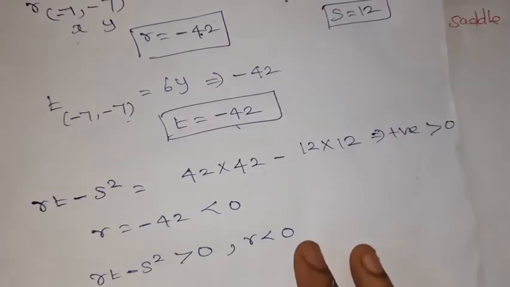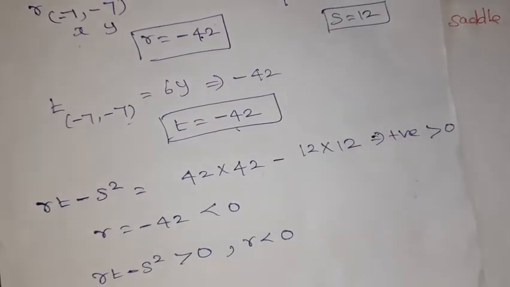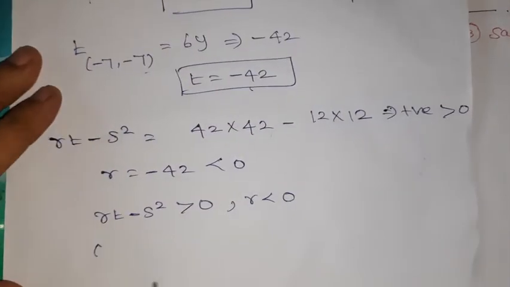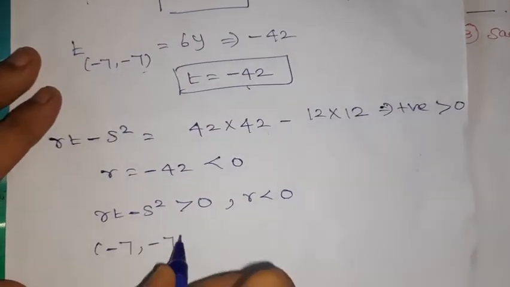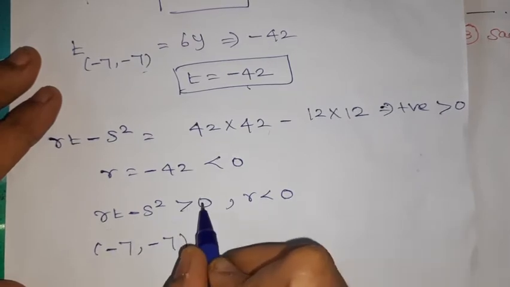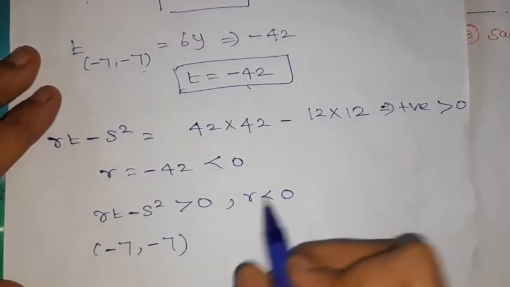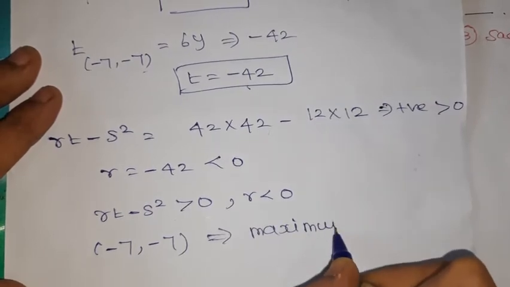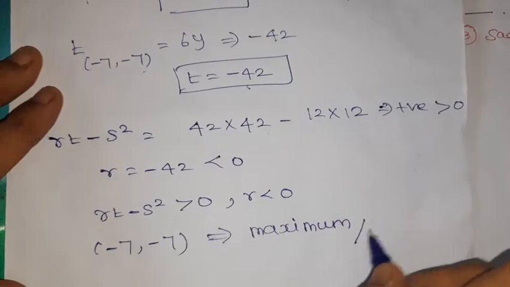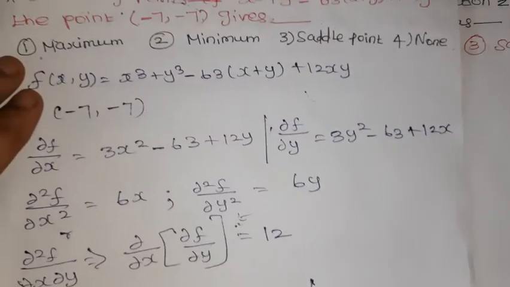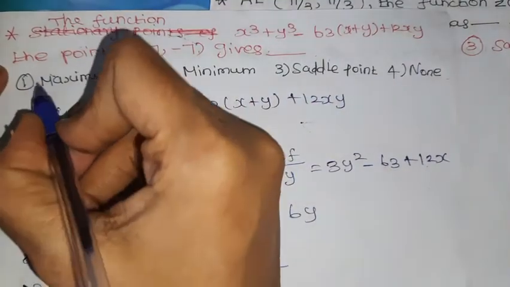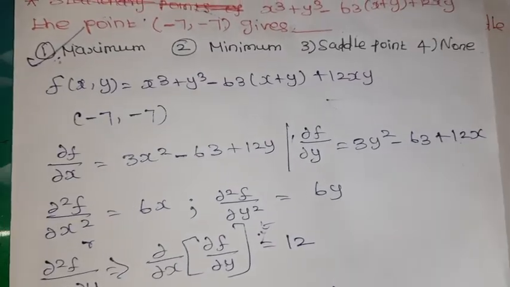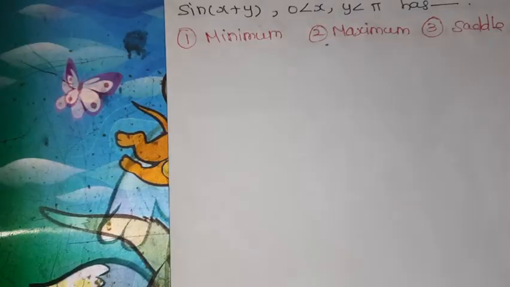Which means that the given point, minus 7, minus 7, is a stationary point. What is the condition? If RT minus S squared is greater than 0 and R is less than 0, then that point gives a maximum. So for this question, this point gives maximum. Okay, we'll move on to the next problem.